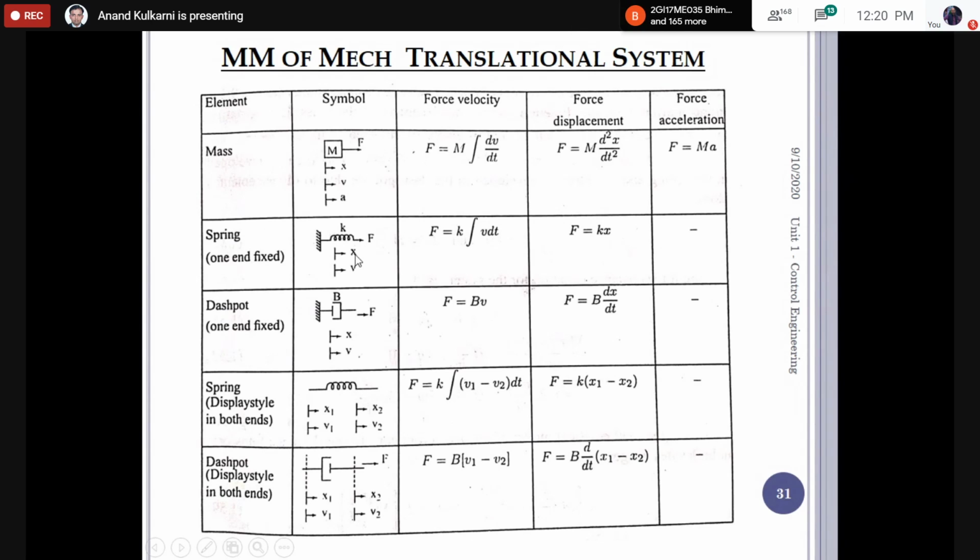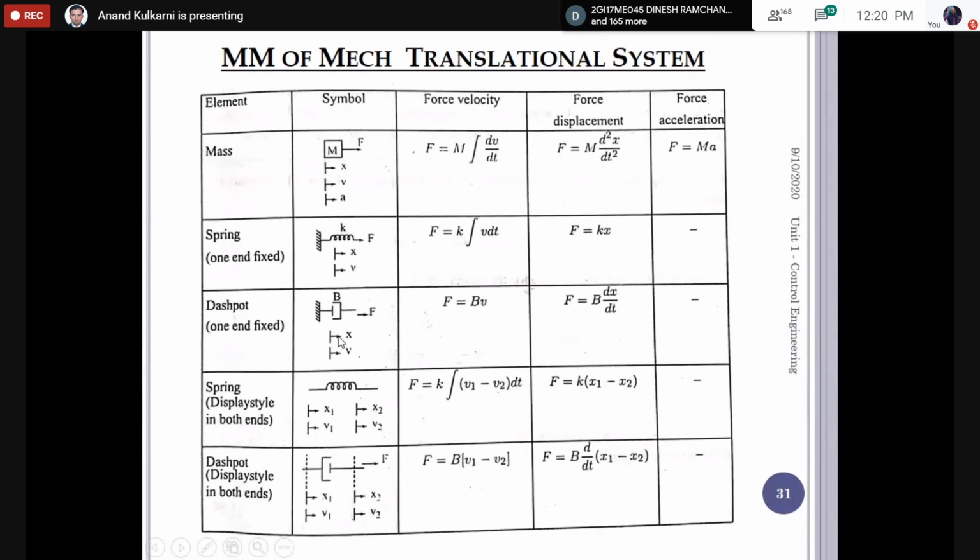For the spring, you have one displacement, velocity or acceleration. If you write the equation in terms of displacement, as already explained, F is equal to k into x. In terms of velocity, the integration of velocity is displacement, that's why there is an integration symbol. In terms of acceleration, which is not given in this chart, you can write F is equal to k into double integration of acceleration. Double integration of acceleration is displacement only.